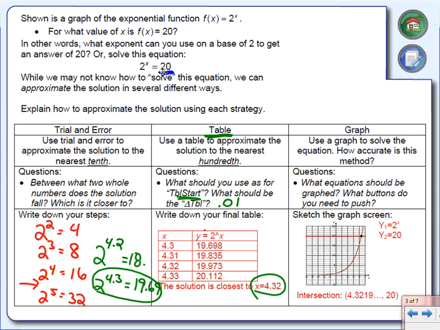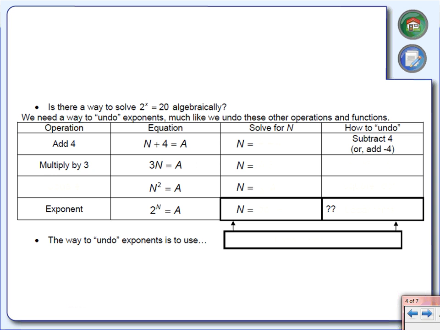So the 3 methods that we used to solve this equation were trial and error, using the table, and using this graph. But usually when you solve an equation, there's a 4th method, the one that we use the most often, and it's algebraic. So the question is, can you solve that equation, 2 to the x power equals 20, algebraically? Well, the answer is yes.